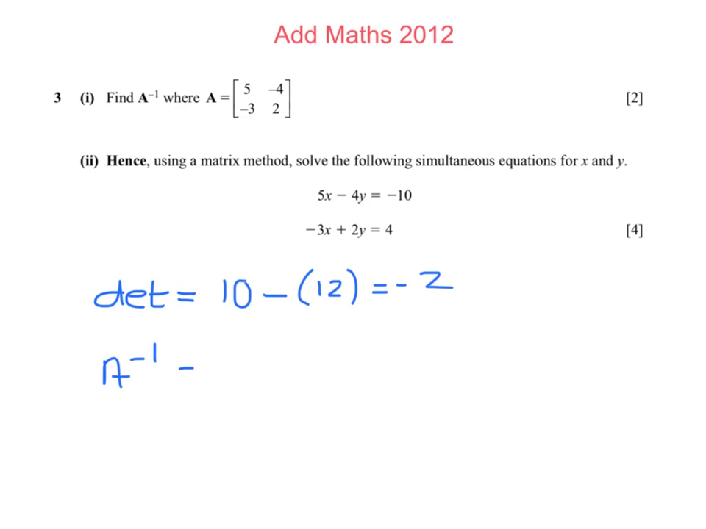That means that the inverse is minus 1/2, 1 over the determinant. And on the first diagonal we swap places, and on the second we change the sign.